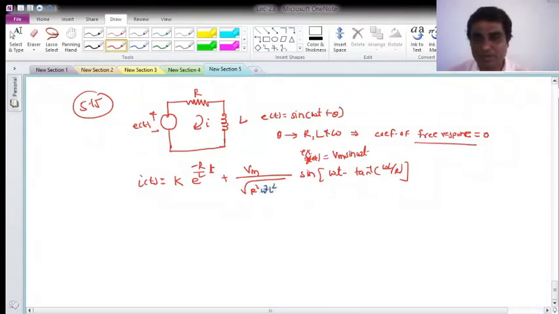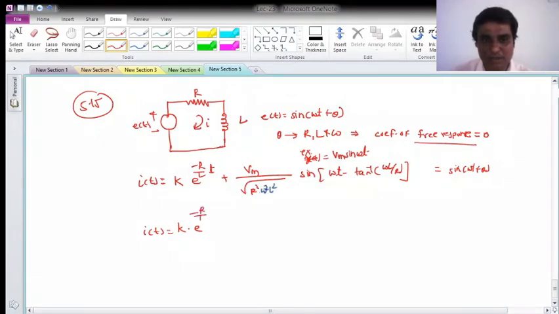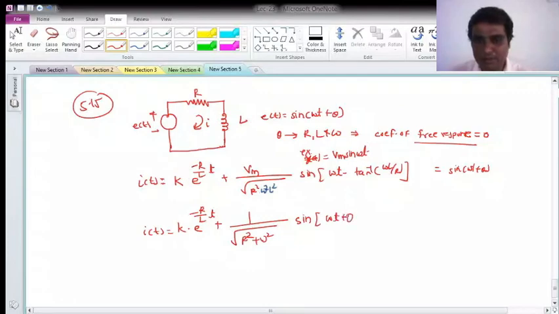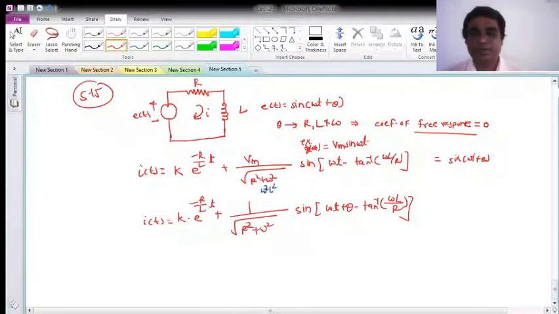And now here what is it? It is sine of omega t plus theta. So Vm is 1. So now I of t I can write as K into e raised to minus R by L t plus 1 over square root of R square plus omega square L square, sine of omega t plus theta minus tan inverse of omega L by R.